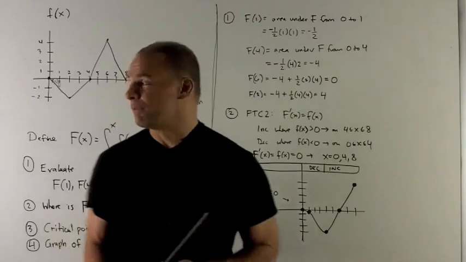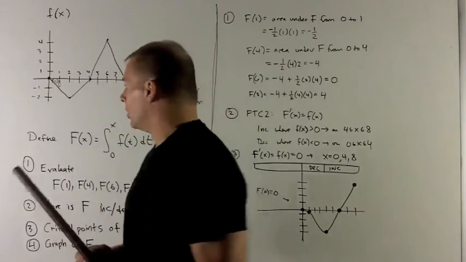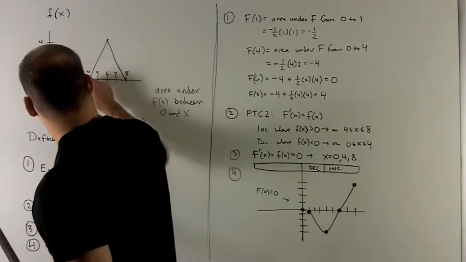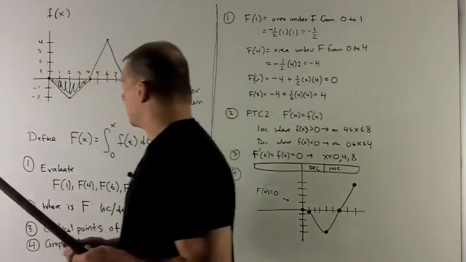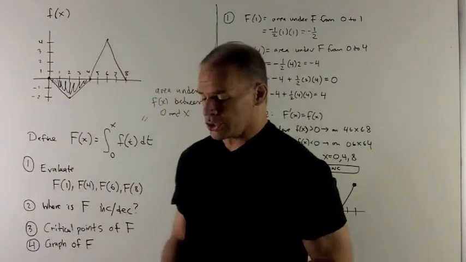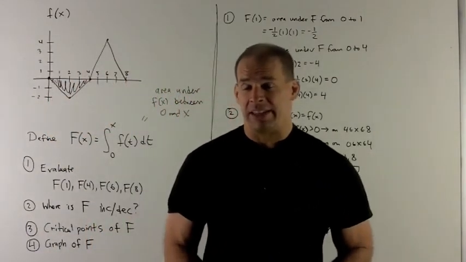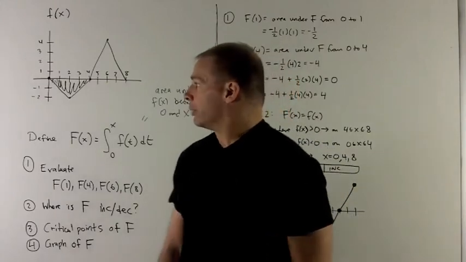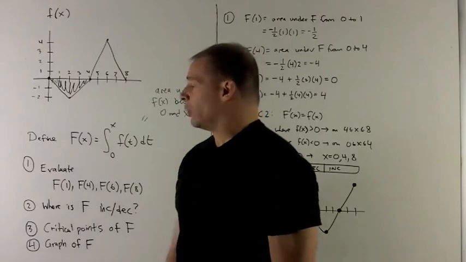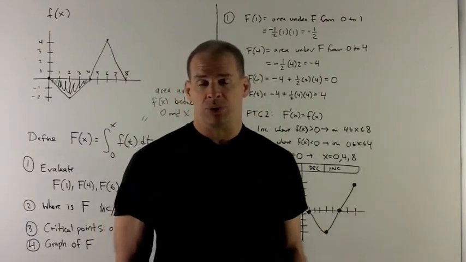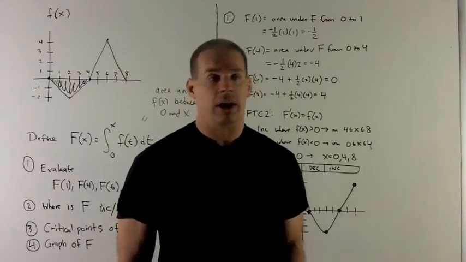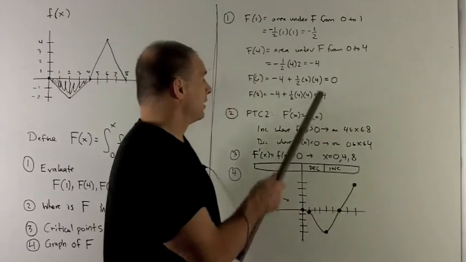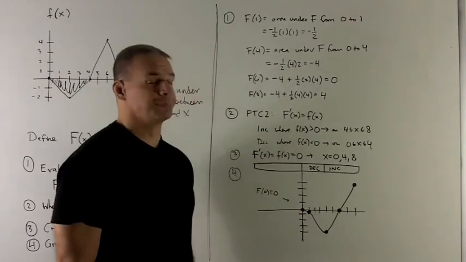Similarly, for F of 4, we just fill in more. It's completely under the x-axis, so all I need to do is take the area of the triangle and then throw in a minus sign. So we wind up with 1/2 base times height, which gives me 1/2 times 2 times 4, which gives me 4, and I put in a minus sign, gives me minus 4.